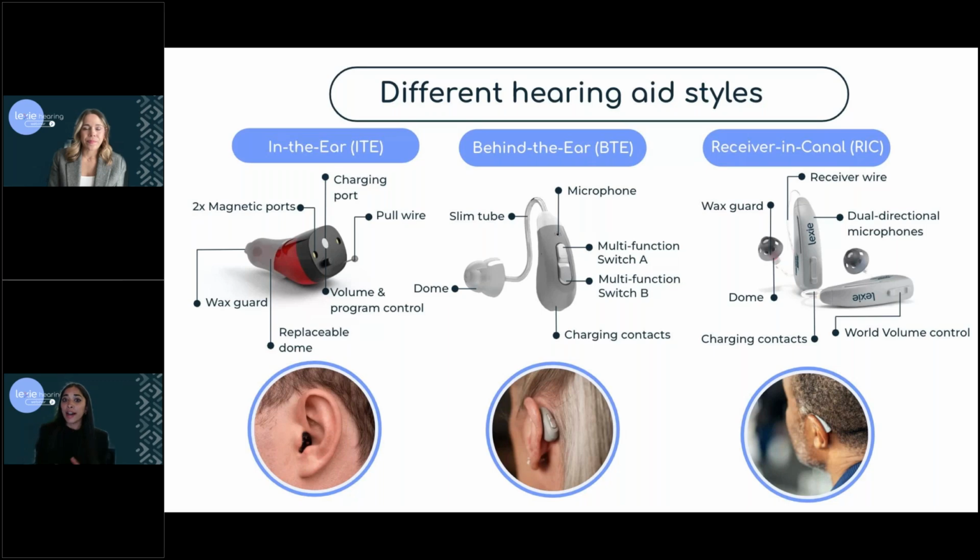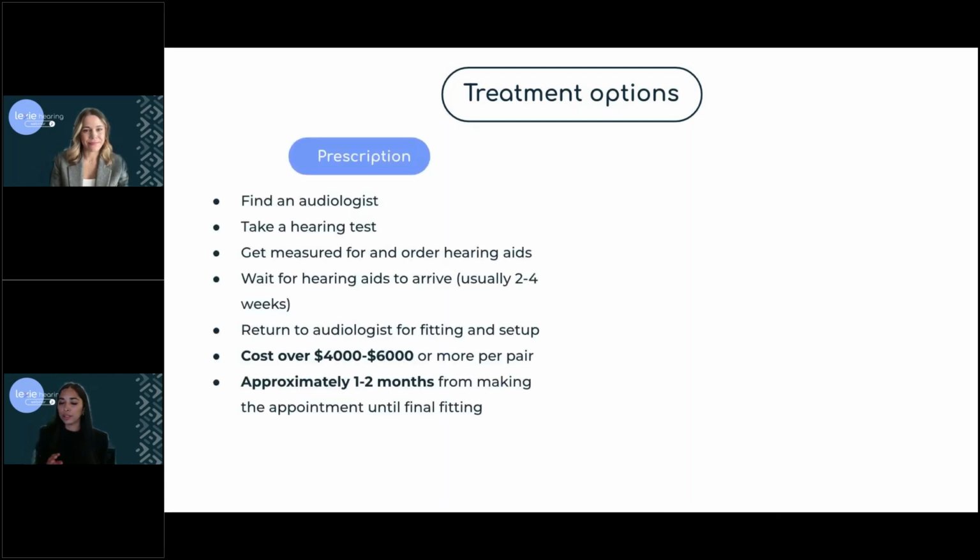Okay, so now that we understand hearing loss and hearing aids a little bit better, the next step would be for you to identify what treatment options are available for you. Again, the style of the hearing aid is super dependent on your personal preferences and specific needs, but so are the treatment options. So we'll talk about 2 different treatment options, but please bear in mind that it really is dependent on your specific needs.